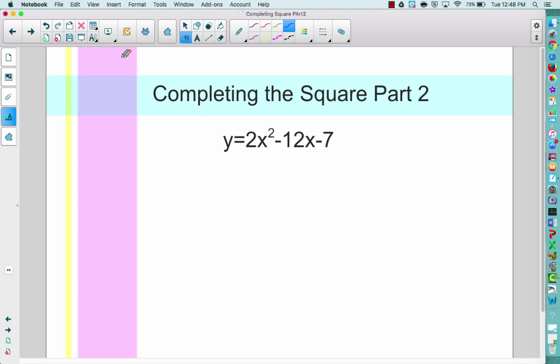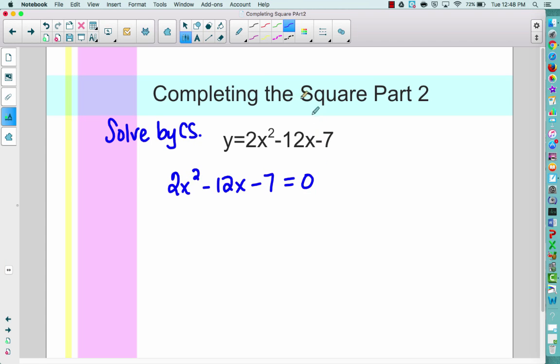So here's our first example. 2x squared minus 12x minus 7, and it would say solve by completing the square. All right, so that means the first thing we do is set it equal to 0. So 2x squared minus 12x minus 7 equals 0. All right, so now I look and I see that my coefficient in front of x squared is not 1, so the leading coefficient is 2, so I have to divide every term by 2.